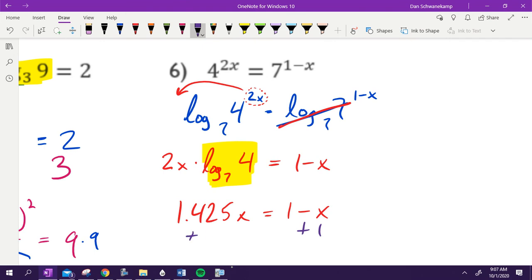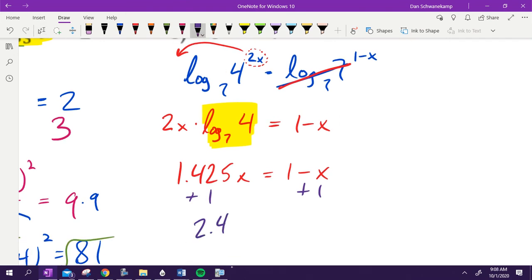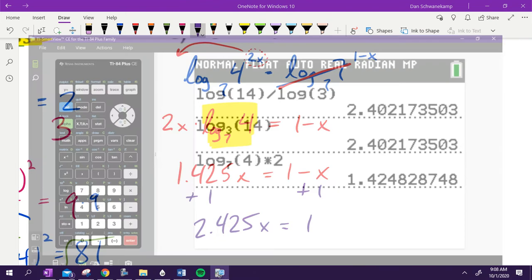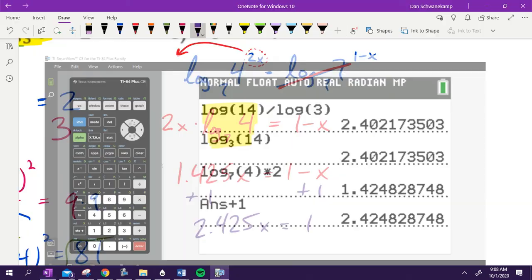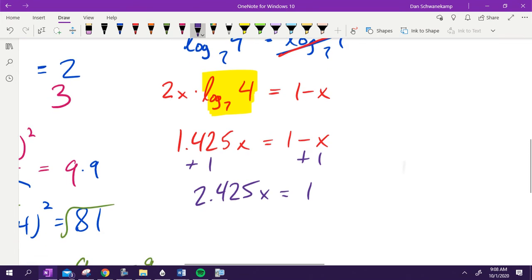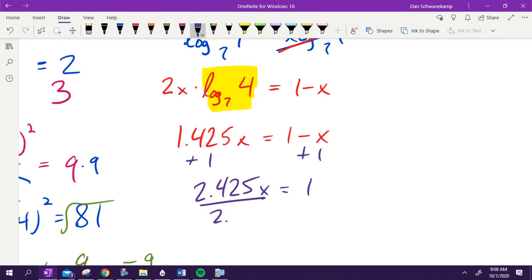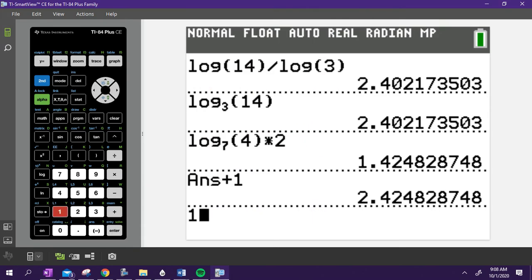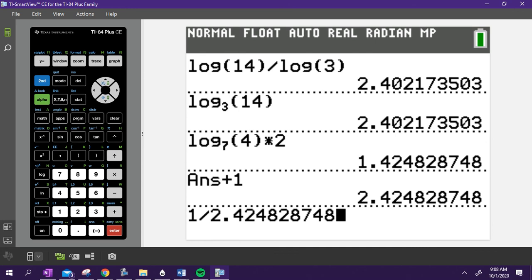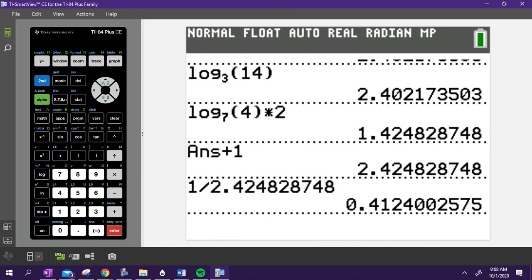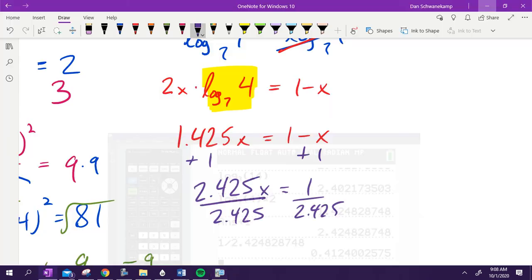I'm going to add 1 to that, because now I'm going to get 2.425x is equal to 1. So I'm just going to say plus 1. Great, I get this. And then to solve, what else do I need to do? Divide. Again, I'm not rounding it. In my calculator, I'm taking 1 divided by, and then I'm going to hit the up arrow to pick the number I just got that's not rounded, and hit enter. I'm taking 1 divided by that whole thing, and I get 0.412.